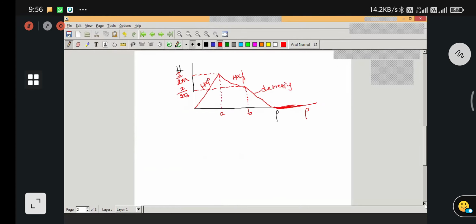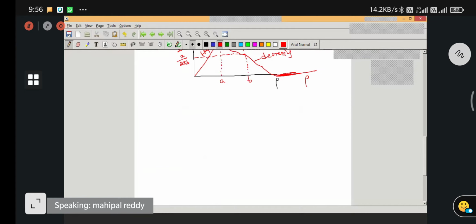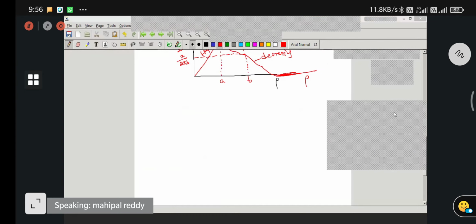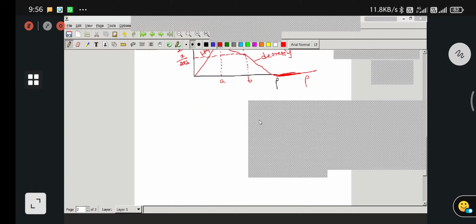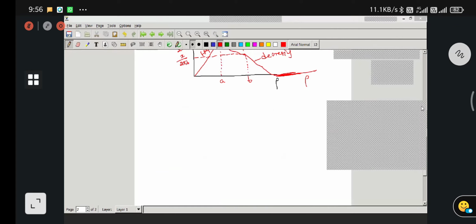Today's topic is very important from the previous class. I'm expecting it in the semester exams: the infinite long coaxial transmission line. Today's topic is the fourth Maxwell equation. You can derive the fourth Maxwell equation, magnetic flux density Maxwell equations.